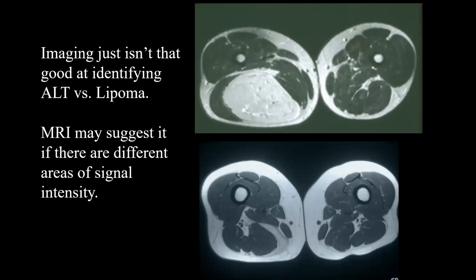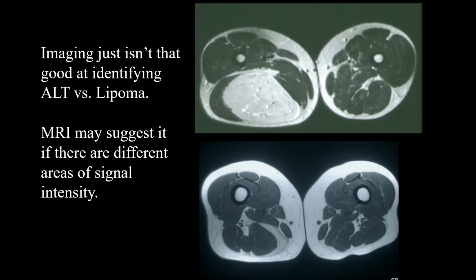And this is sort of where radiologists can suggest that this is a largely fatty tumor. Beyond that, if they see varying levels of signal intensity, that may suggest something more. But in reality, areas of fatty necrosis, areas of fibrosis can occur in both ALTs and lipomas. And for all practical purposes, imaging is only useful for suggesting that it's a largely fatty tumor.